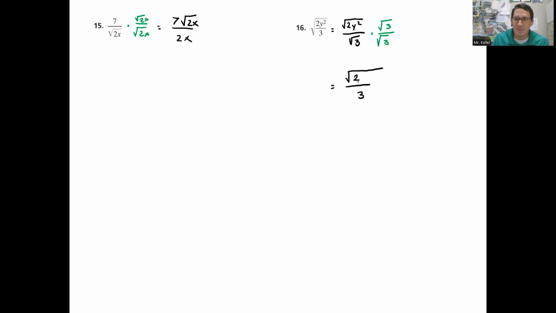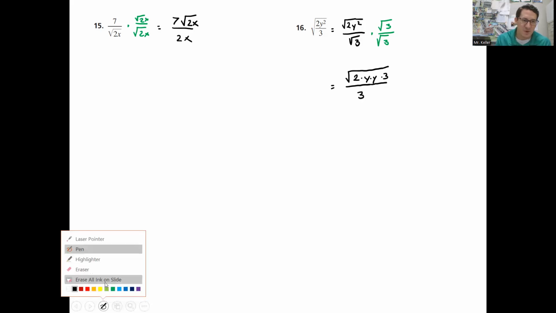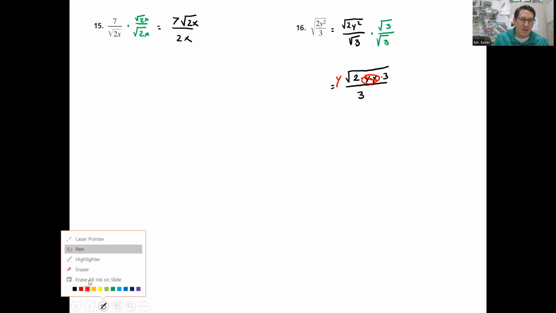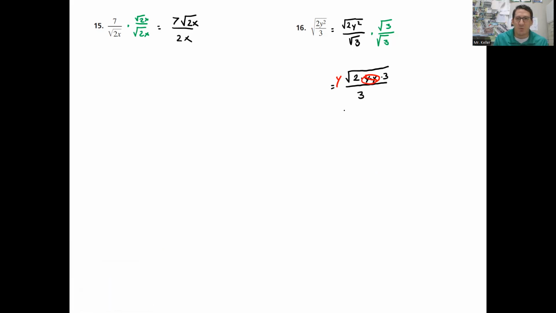I'm going to take a little step here. I am going to expand the y squared. You might not notice this right away, but that y squared, since we have a pair of y's, I can take them out of the root, right? Using a buddy system, I can take those out of the root, and then I just have to multiply those on top. So 2 times 3 is 6 over 3. So root 6 over 3.